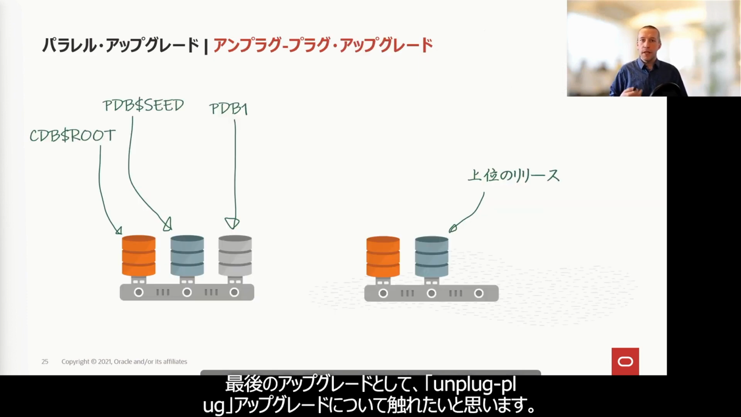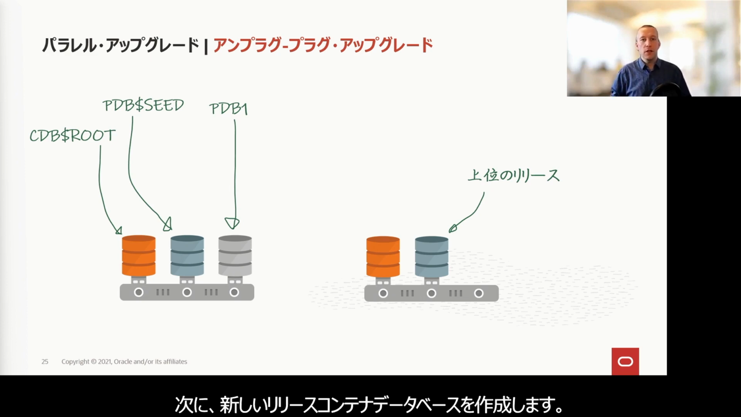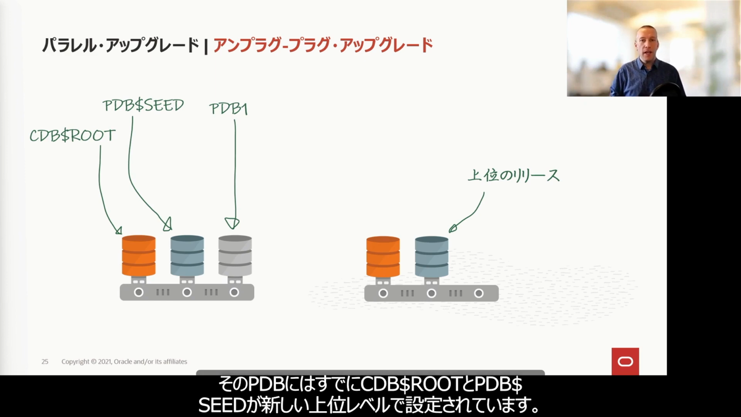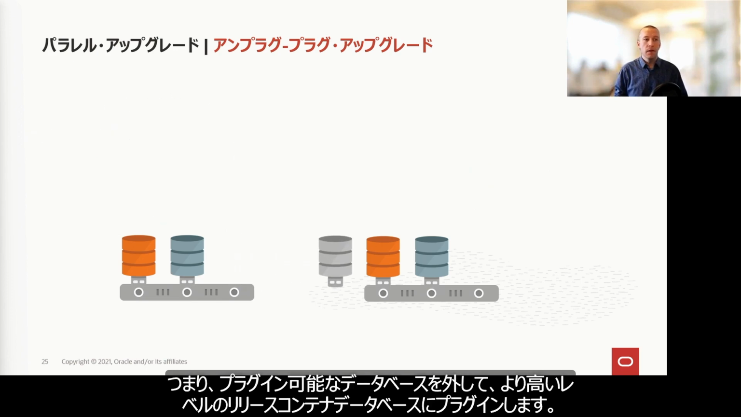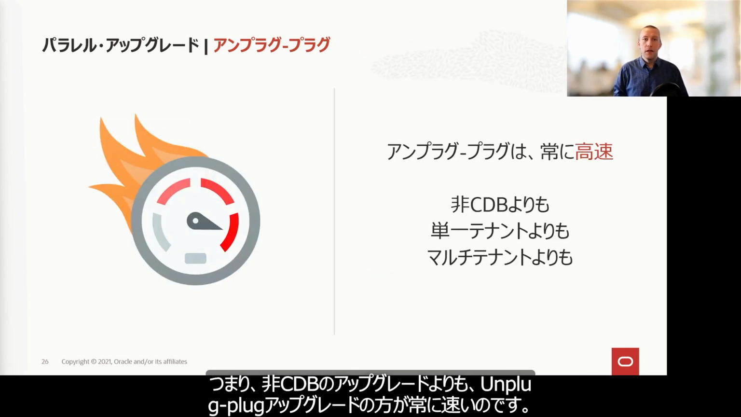The last kind of upgrade that I would like to touch upon is unplug-plug upgrade. You have your user PDB, which sits in an old release container database. You then create a new release container database, and it already has CDB $root and PDB $seed at the newer, higher level. So you unplug your pluggable database, you plug it into the higher release container database, and then you only have to upgrade the dictionary in that specific PDB. This means that an unplug-plug upgrade is always faster than a non-CDB upgrade.